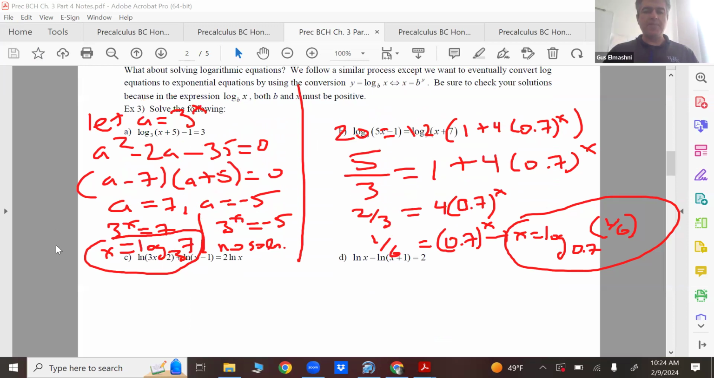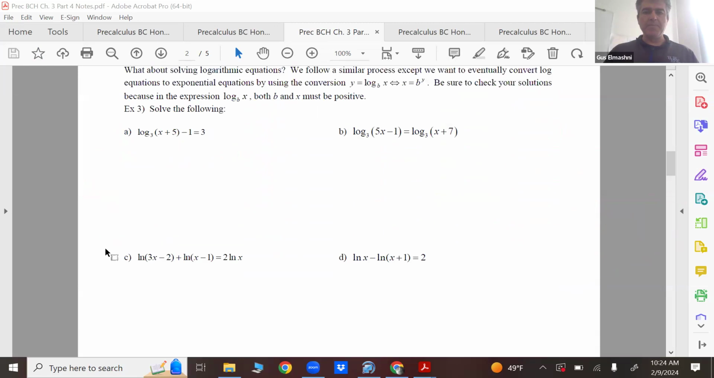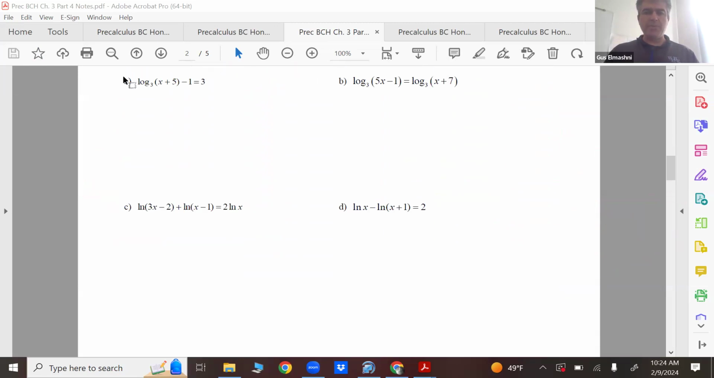Let's look at all these here for part B. Just remember what you do with logs, how things move around. It shouldn't be that hard. Again, I'll do 2 of these and I'll have you guys try 2. So for part A, that's easy.